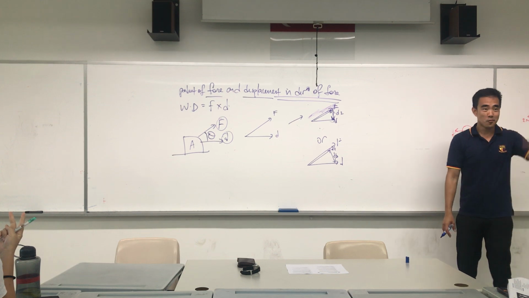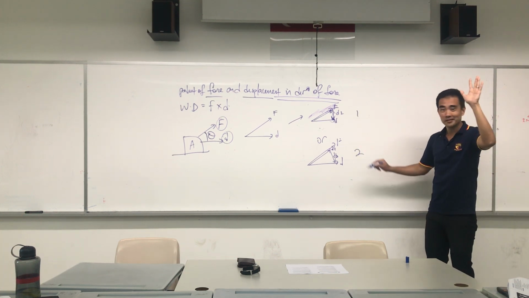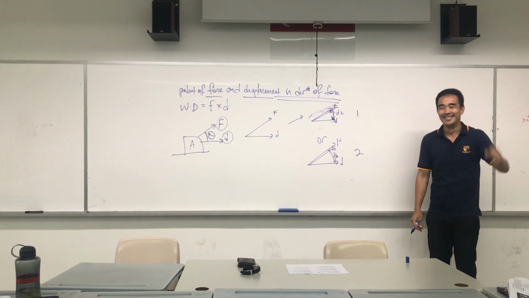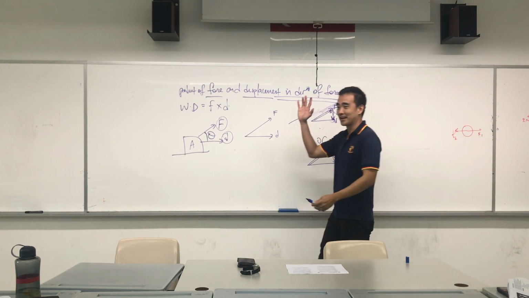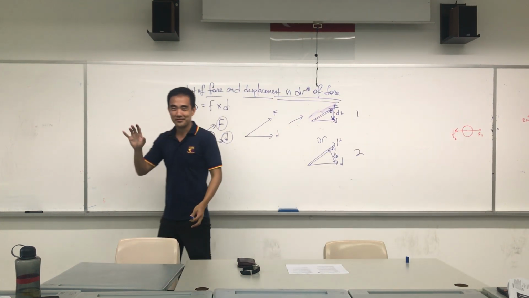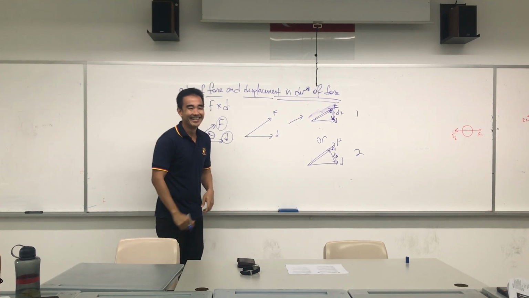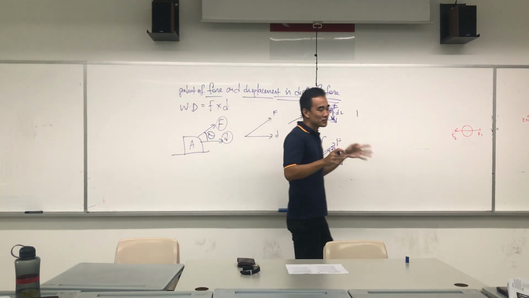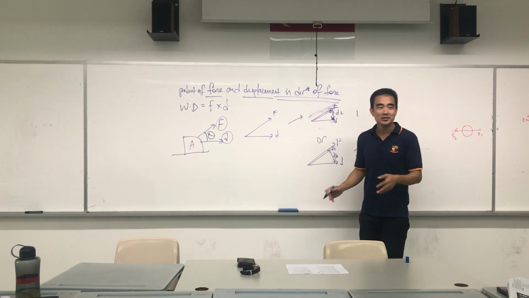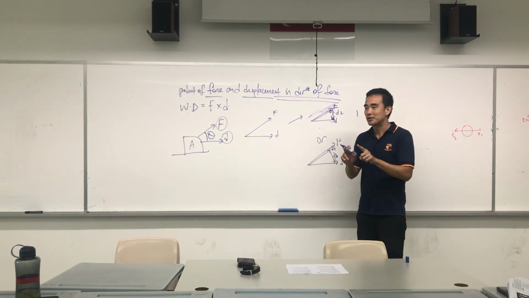How many of you say that one is correct? This is one, this is two. How many of you say number two is correct? Okay, 1, 2, 3, 4. Okay, good. Okay, most of you say that it's 2, and that's correct. And let's know why it's correct. Yeah, it's correct, but we must know why it's correct.